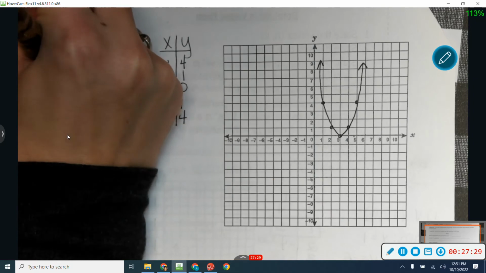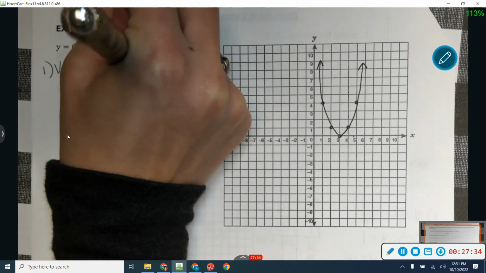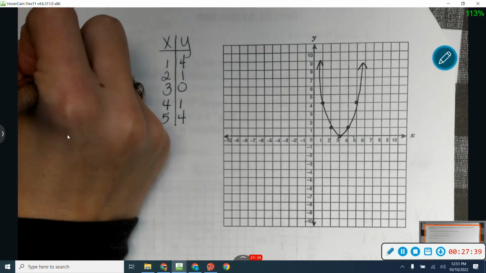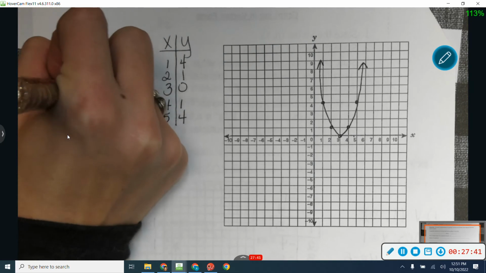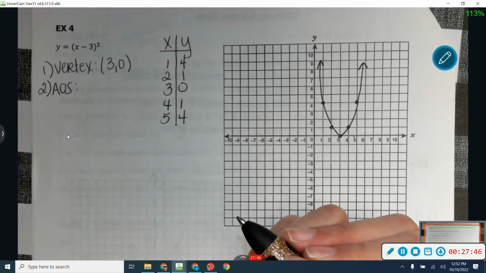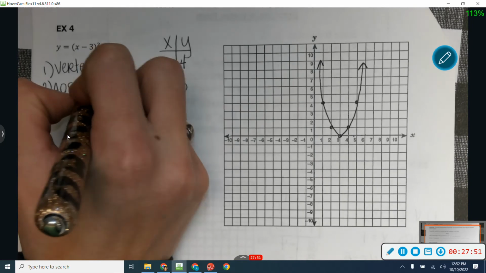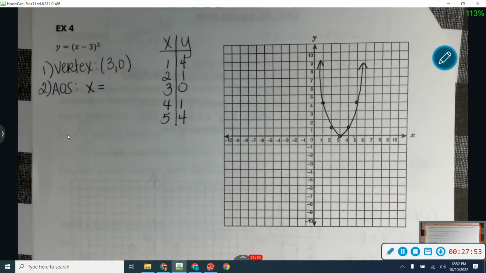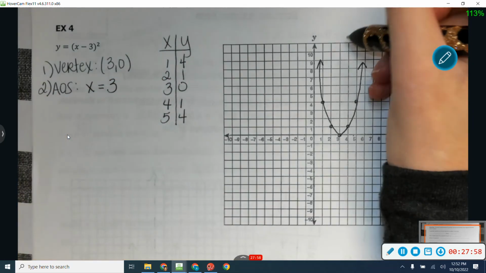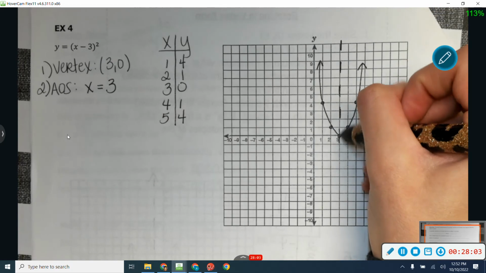Okay, then I'm going to state my vertex, which we said was 3, 0. You don't have to write vertex out. You can just put the V. And then our axis of symmetry. Axis of symmetry is always going to be what? X equals, and for this problem, X is going to equal 3, and so I'm going to draw that vertical line that's dashed, passing through the vertex.